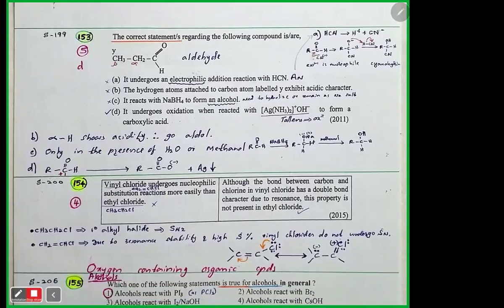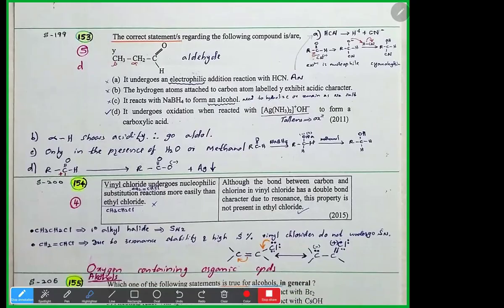Moving on to 154. Vinyl chloride is this. It has this resonance stability, high s character percentage. So you get this double bond nature onto C-Cl, and it's really hard to break this bond. So no SN. But this alkyl halide participates in SN2 reaction. Vinyl chloride does not undergo nucleophilic substitution more easily than ethyl chloride. So the first statement is totally wrong.